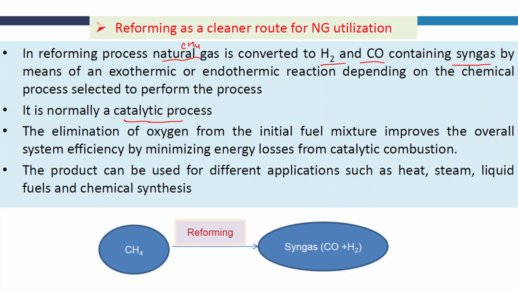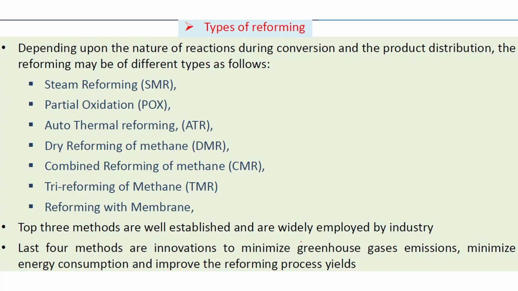The elimination of oxygen from the initial fuel mixture improves the overall system efficiency by minimizing the energy losses. So basically, oxygen is not desirable, so sometimes before reforming, oxygen is removed beforehand. The product can be used for different applications such as heat, steam, liquid fuels, and chemical synthesis. So this is the procedure: this methane is reformed into syngas, and how we will do that, we will study various methods now.